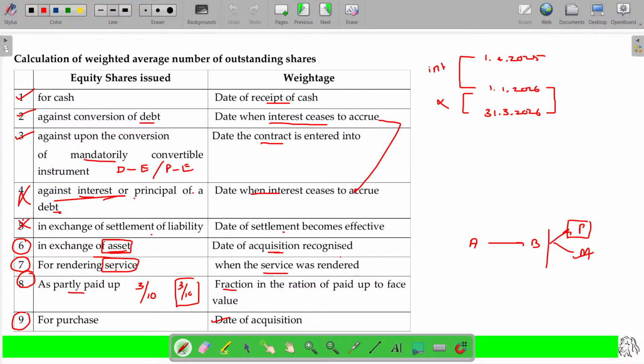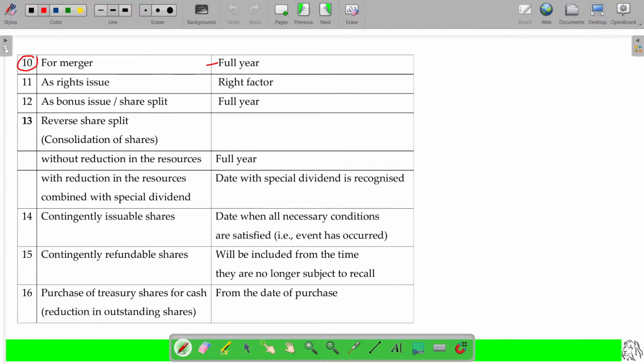Whenever it is treated as purchase method of amalgamation, from the date of acquisition, weightage will be assigned. In case the amalgamation is treated as merger, though it is happening halfway through, we have to calculate the weightage for the whole year. Anyhow, you will study this merger and purchase model at your final level, not here. And in case of bonus issue, full year. We have already applied the full year concept for the bonus issue.